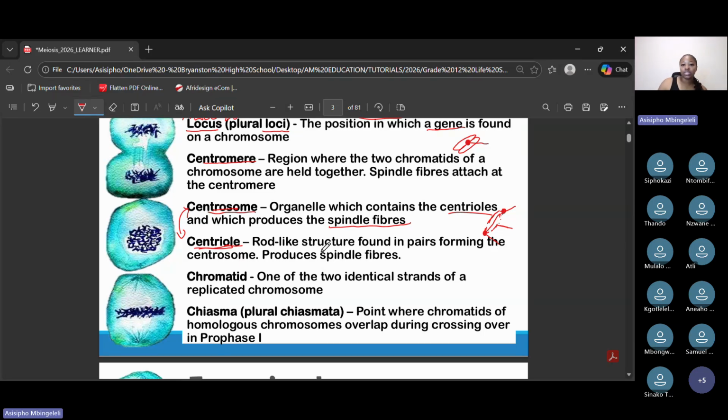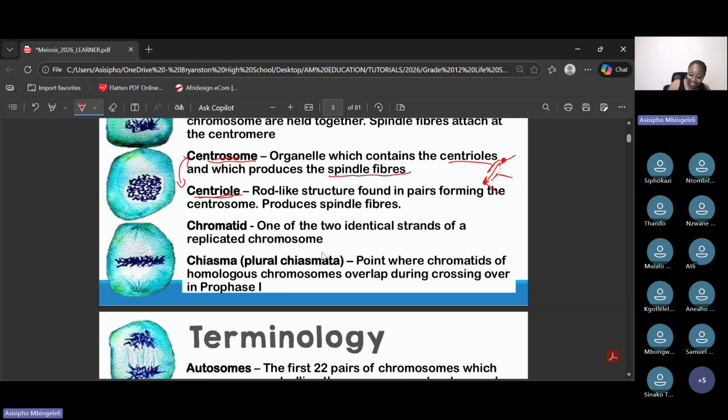Then a chromatid. This is one of the two identical strands of a replicated chromosome. So I spoke about a chromosome that is made up of one chromatid, right? Then during DNA replication, you will then get a chromosome that is made up of two chromatids. We can refer to this chromosome as an unreplicated chromosome, meaning this is a chromosome before DNA replication. And then this chromosome can be referred to as a replicated chromosome, meaning DNA replication has occurred.